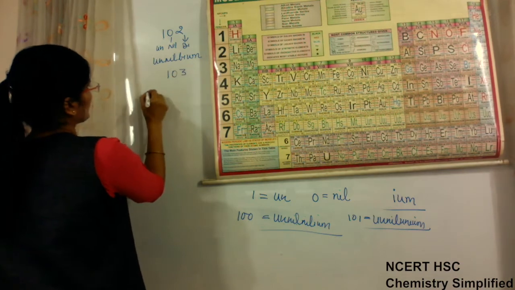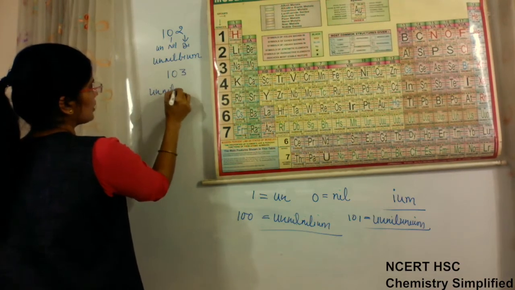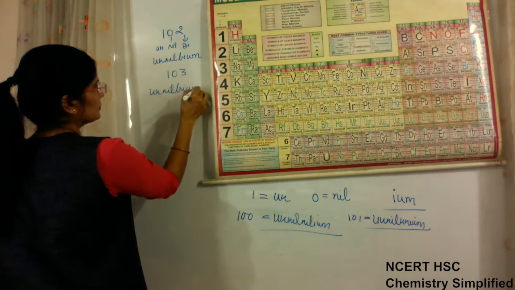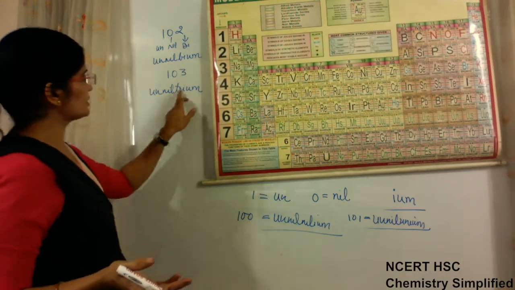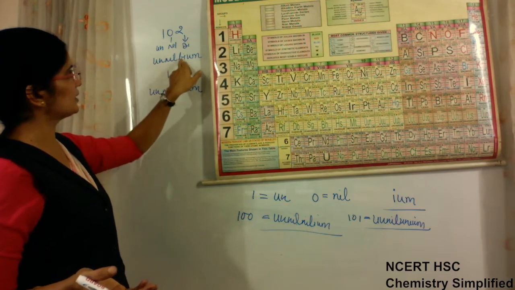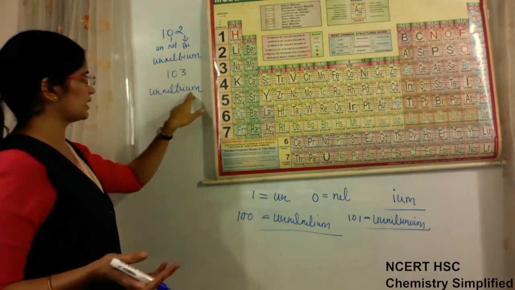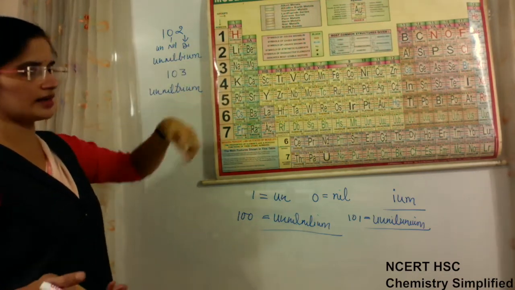103. Un-nil-tri-um. The second I we need not write, because in tri one I is already coming and at the end I-U-M we have to add. So two times I we will not write. Un-nil-trium.